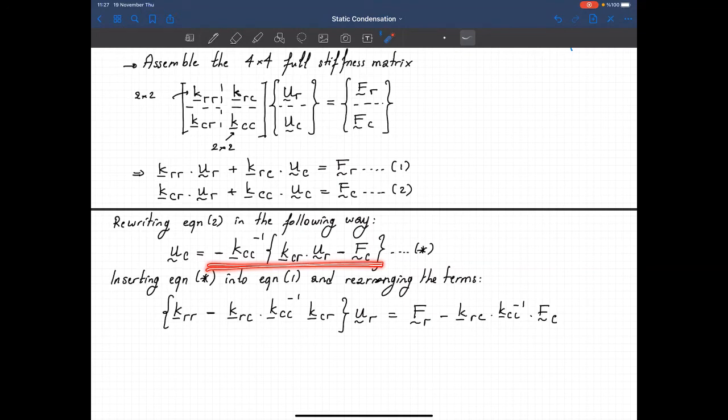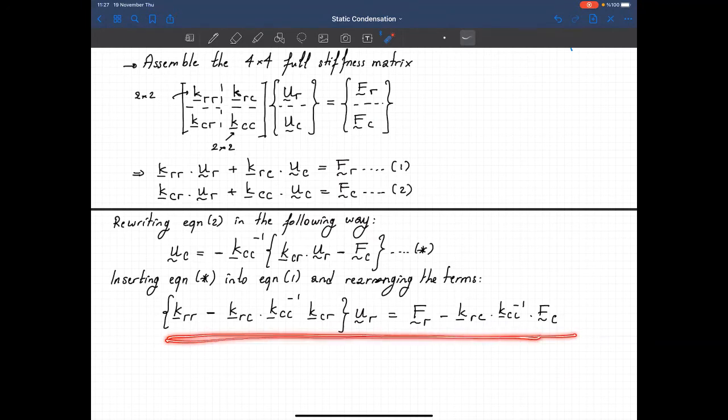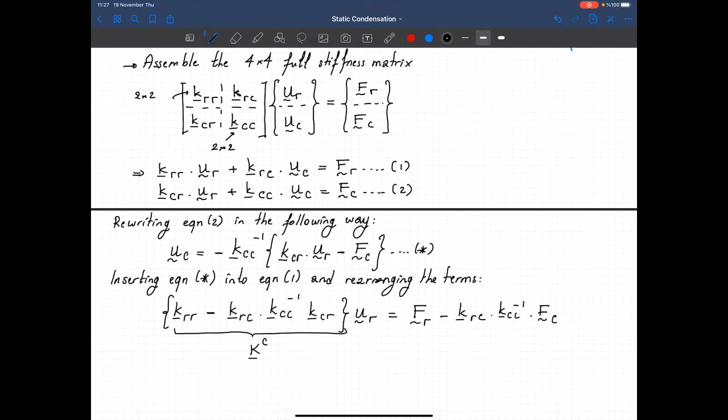Okay, so what I did is I just put UC, obtained from the second equation, into that equation, rearranged the terms, and obtained the following equation. Now what I see here is this will give me a new stiffness matrix, so I call it Kc, and this will be my condensed stiffness matrix. And if you take a look at this part, that will give me a new force vector Fc, and this is the condensed force vector.